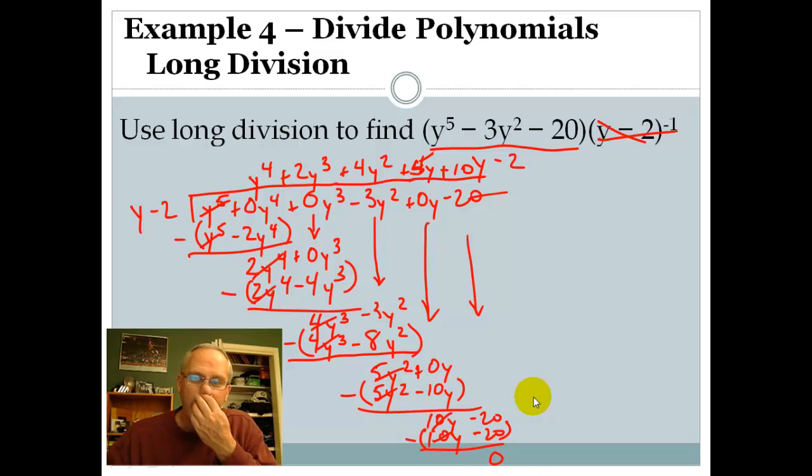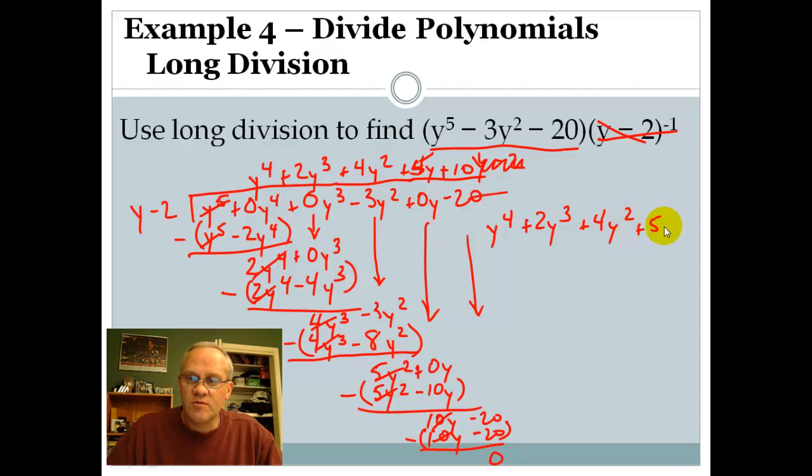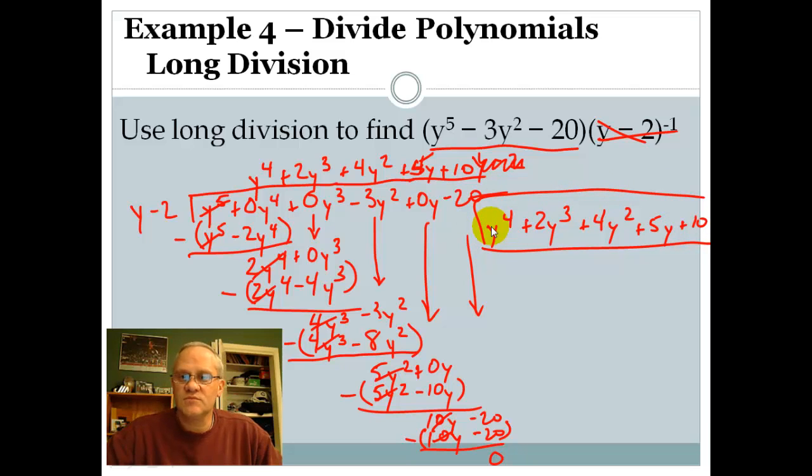Yay! So what I end up with is all this stuff up here. It got a little confused because I wrote this y minus 2. That's really not part of our answer. So all this stuff here, your final answer would be y to the fourth plus 2y to the third plus 4y squared plus 5y plus 10. That would be our answer. No remainder, so we don't have to worry about the remainder.